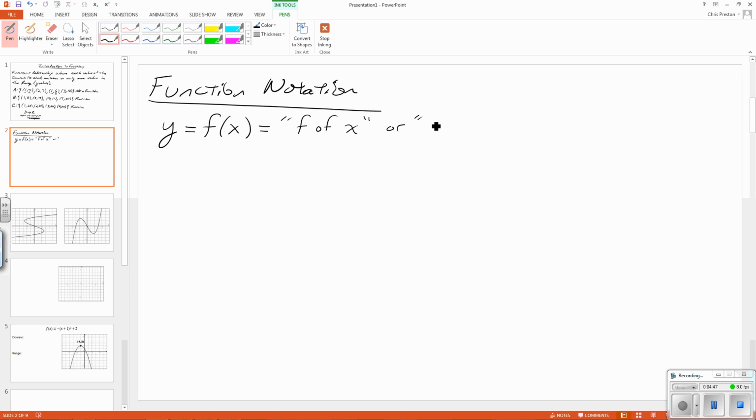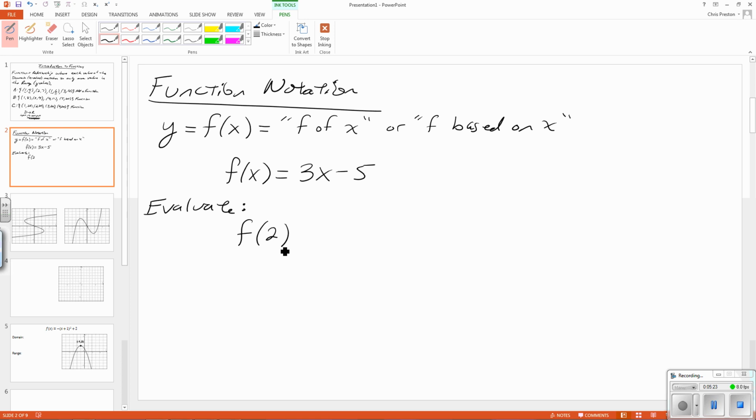Or another way of looking at that is f based on x. So this is the function f based on the variable x. And it doesn't have to be based on x. It can be based on anything, but that's pretty common. The one you're going to see most often is f of x. So you'd see something like f(x) = 3x - 5, and then they may ask you to evaluate that, something like evaluate f(2).